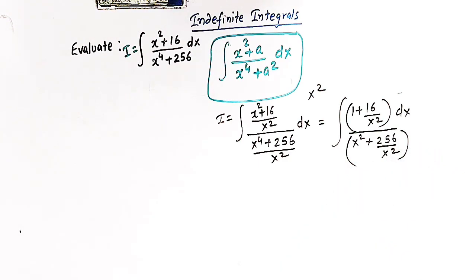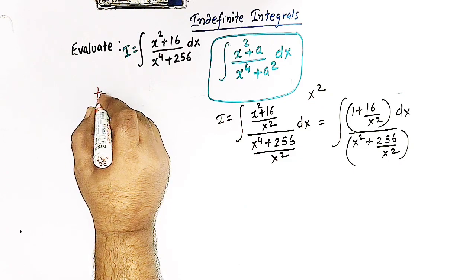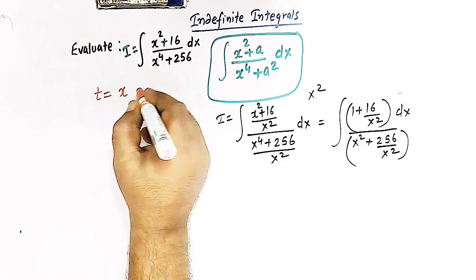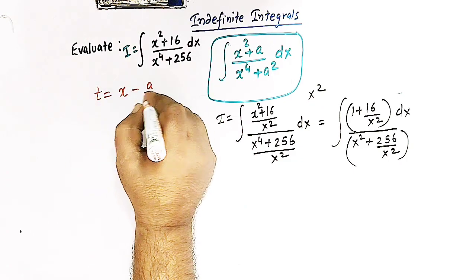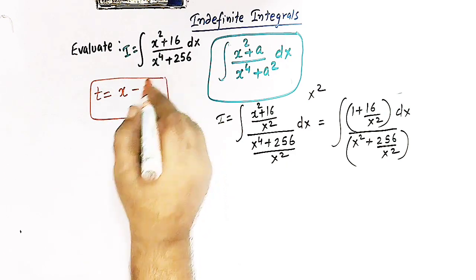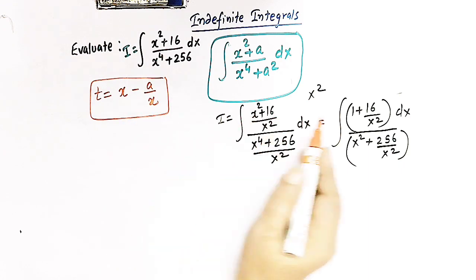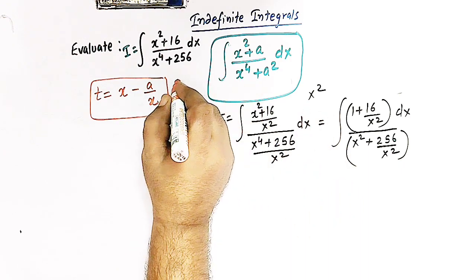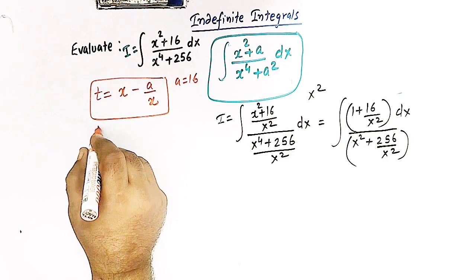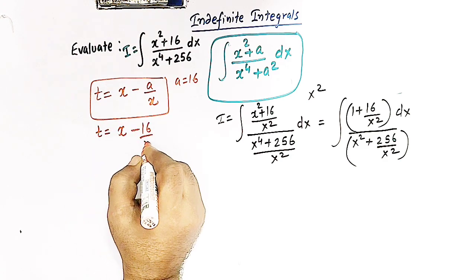Now the second step is to make use of the method of substitution, and here I will make this important substitution, that is t is equal to x minus a over x, right? So this is our substitution where t is a function of x, and here the value of a is 16. So we can now write t is equal to x minus 16 over x.